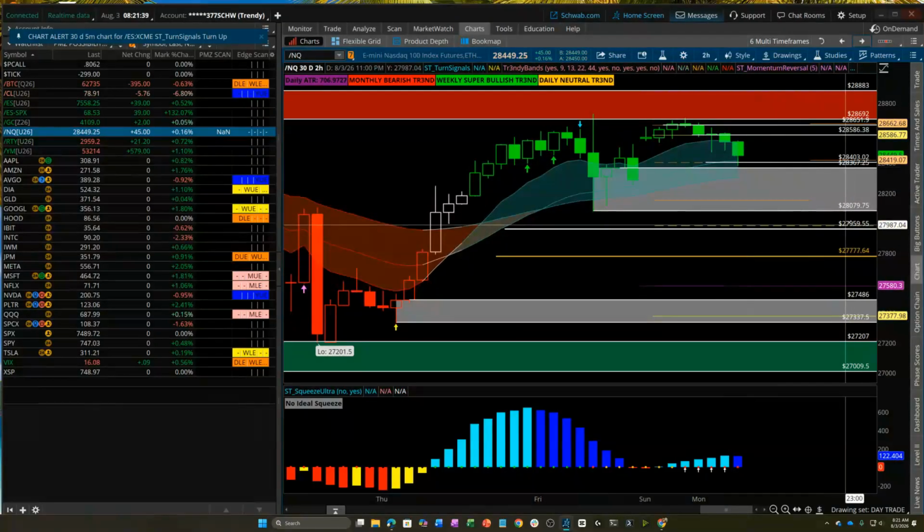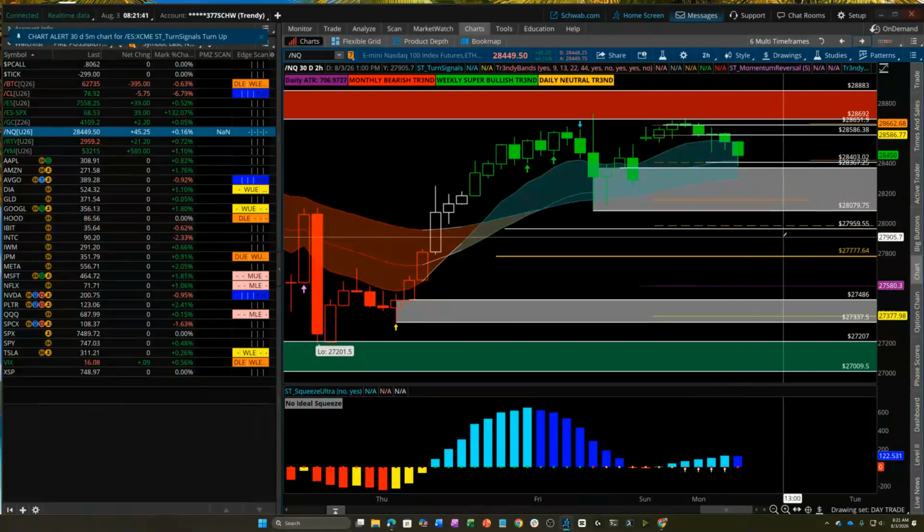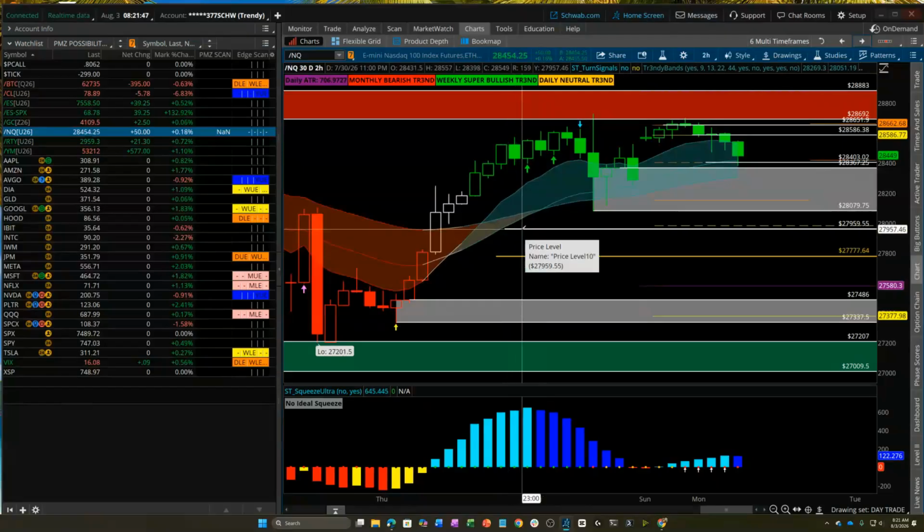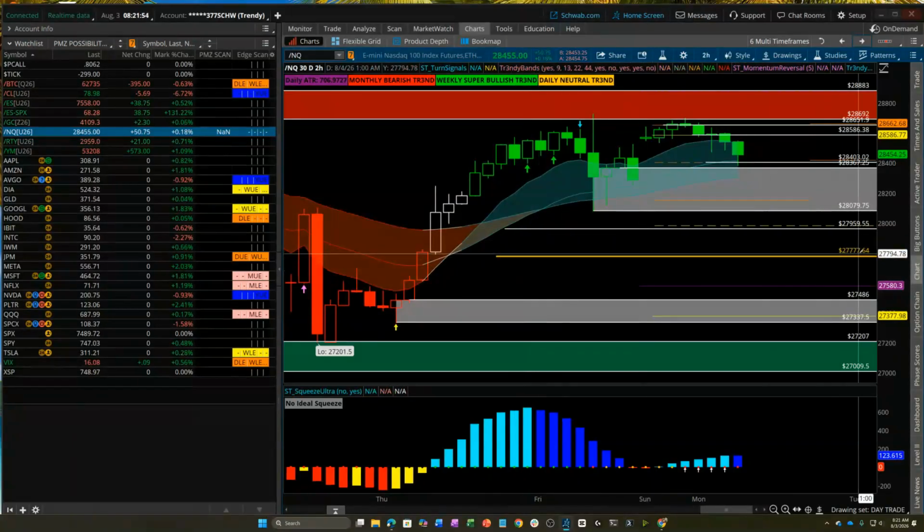Below there, 27,959 would be a target or a place to potentially go long from if you like to trade the bullish GP here, and that would be 27,959 by 27,777, if I didn't throw enough sevens in there.